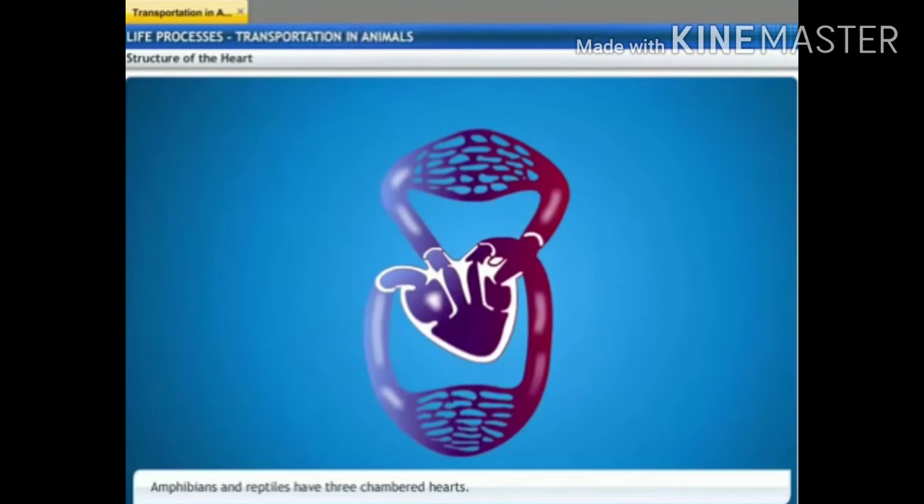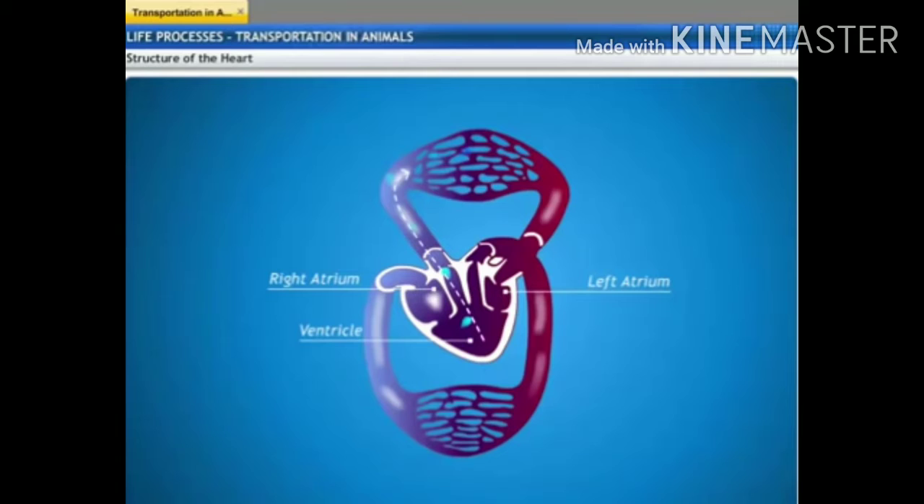Amphibians and reptiles have 3-chambered hearts with 2 atria and 1 ventricle. Blood from the right atrium flows to the lungs, where the exchange of gases occurs. Blood then returns to the left atrium. This oxygenated blood and some deoxygenated blood flows from the atria into the ventricle and passes through to the rest of the body. Eventually, the blood returns to the right atrium of the heart.